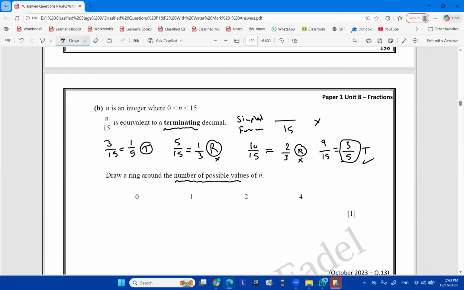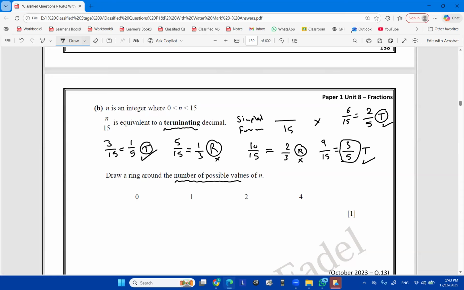I can take it, and I can take this. Anything else, mister, that we forgot? Yes, I got also 6 over 15. If you simplify it, divided by 3 will give you 2 over 5, which is terminating. I'm going to take it, mister, as well.